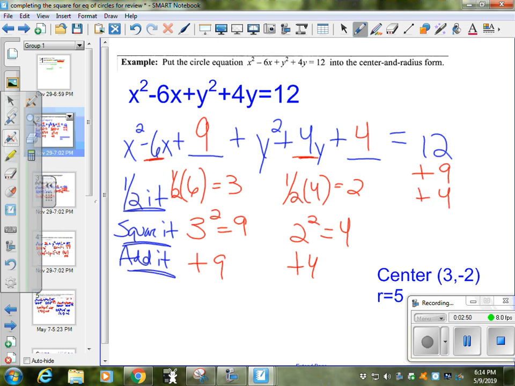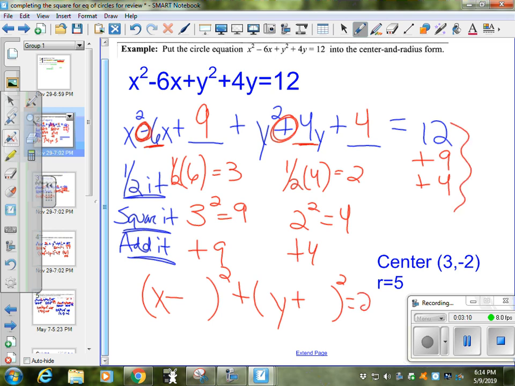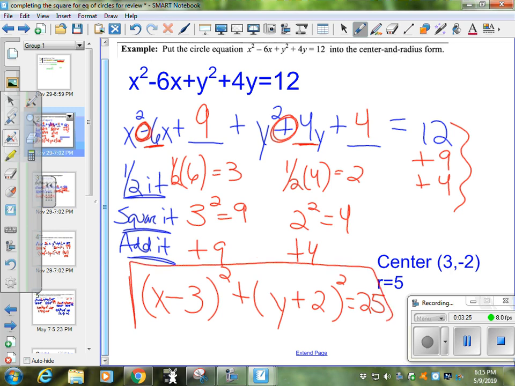Now, to write the final answer here, you go back and you write x, and you take whatever sign was originally there, so it's minus. For y, it was plus here, so plus, and equals whatever all this adds up to, which is 25. Now, I get my half of 6 is 3, because 3 times 3 is 9, 3 plus 3 is 6. Half of 4 is 2, 2 times 2 is 4, 2 plus 2 is 4. So this would be your final answer for the equation.